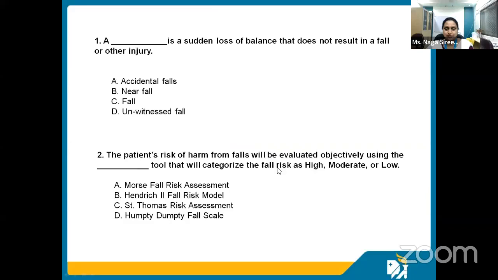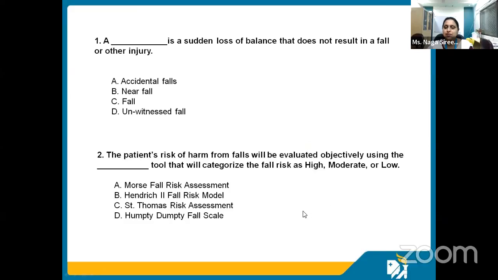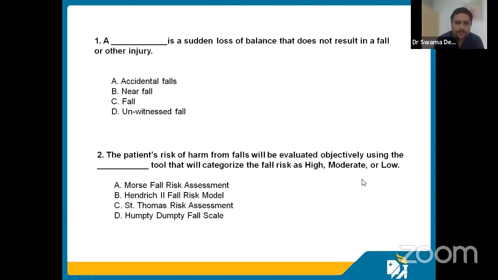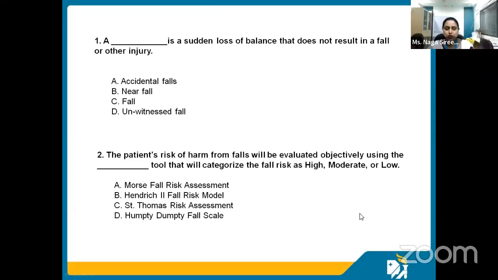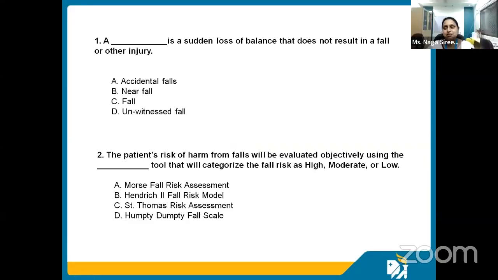Okay. So the second question. The patient's risk of harm from falls will be evaluated by which score? So must be an easy one. Yeah, already somebody answered: Morse fall risk assessment. Good. Do you have any other scores which are much simpler, Ms. Sireesha? We have Humpty Dumpty's score for pediatrics. Other than that, this is the only one they're universally using.